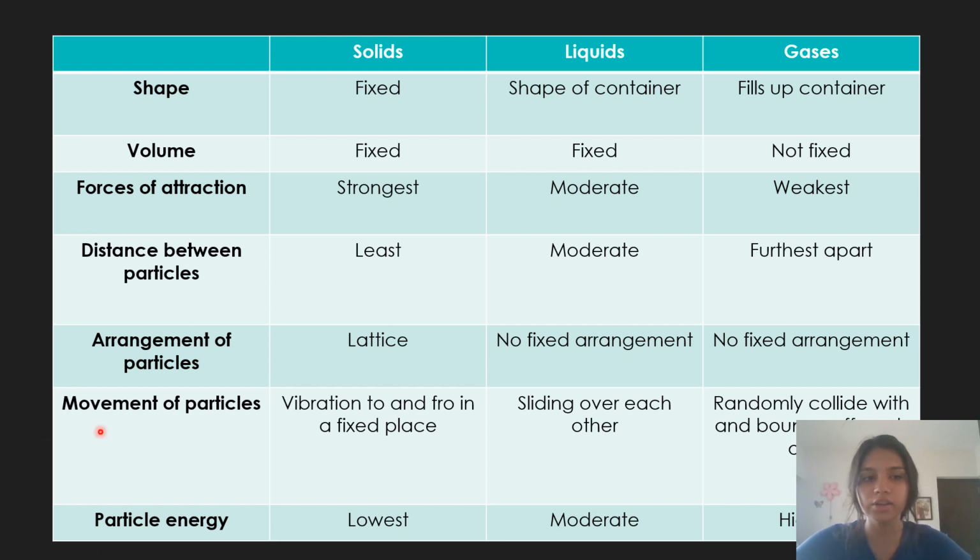Okay, so the first thing that your syllabus requires you to know is the differentiation between solids, liquids, and gases. So when it comes to shape, solids have a fixed shape. For example, this book, fixed shape. Liquids take the shape of a container. So if you have a container that is star-shaped, like it has a star-shaped base, then when you pour the liquid in, it'll have a star shape as well. If you have a circular cylindrical container, then it'll take a cylindrical shape as well. So shape of container. And gases fill up a container.